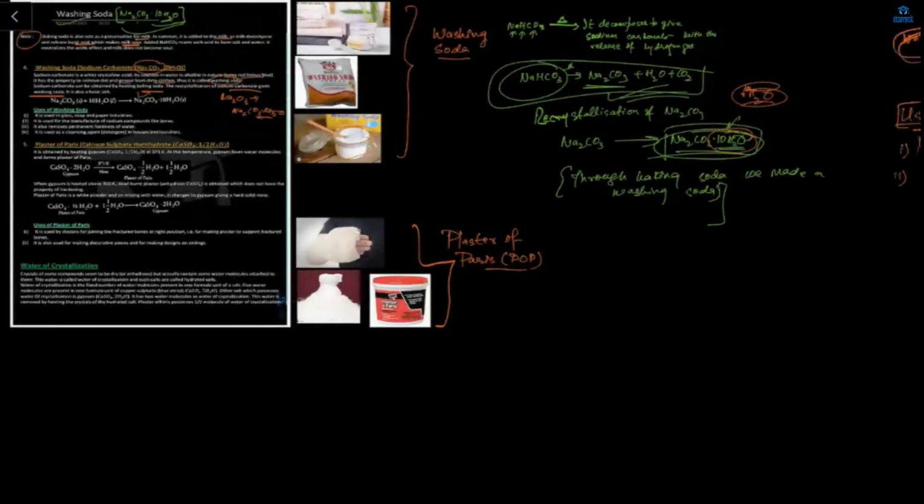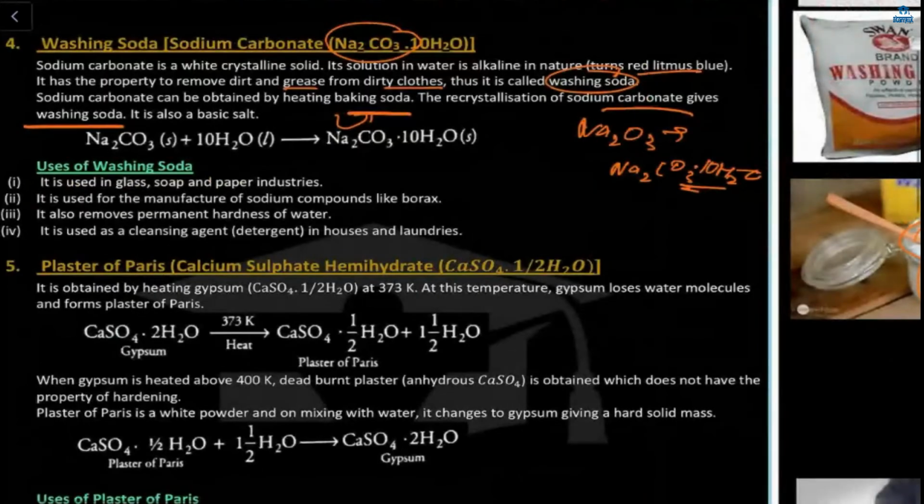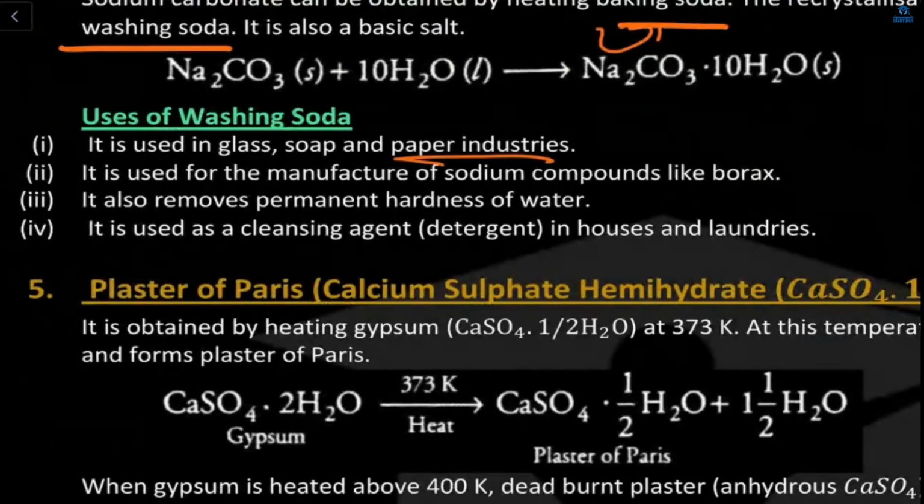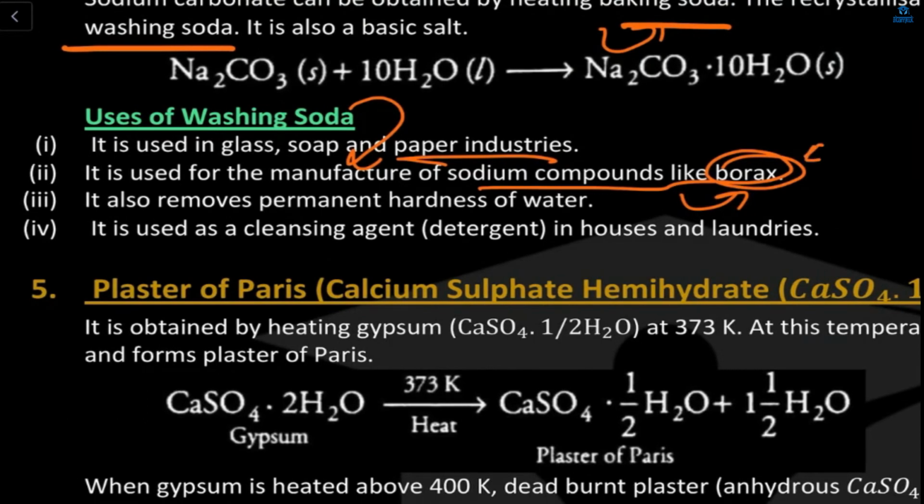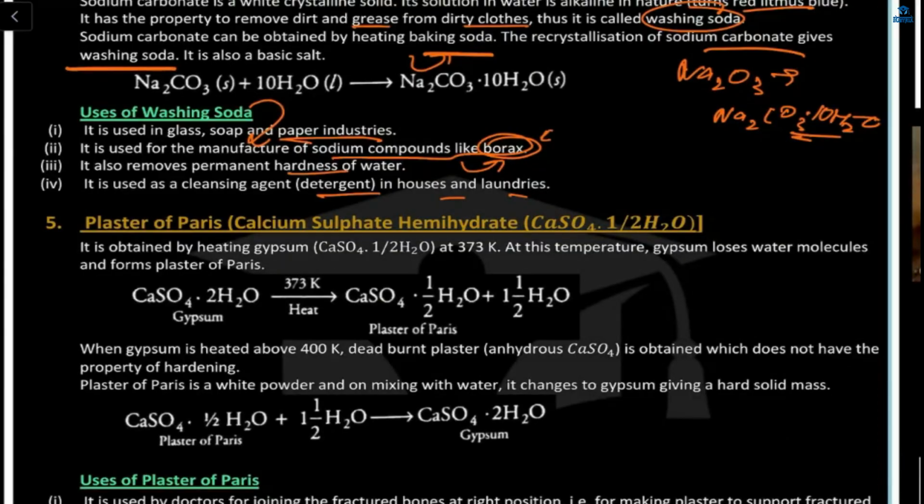Now we will go through these points. Washing soda is used in glass, soap, and paper industries. It is used for the manufacture of sodium compounds like borax. With the help of washing soda, we manufacture this borax. It also removes permanent hardness of water. It is used as a cleansing agent like detergent in houses and laundries. Okay, cleared? This was the easiest one.